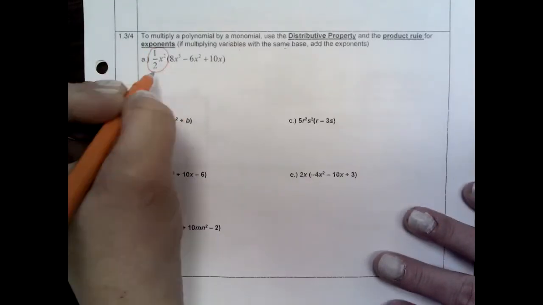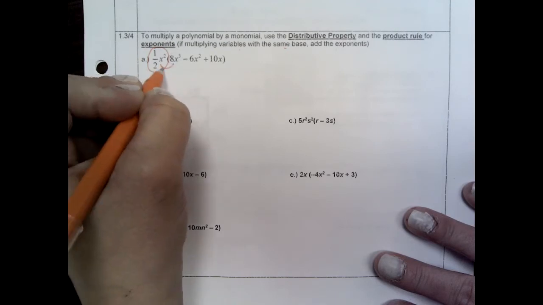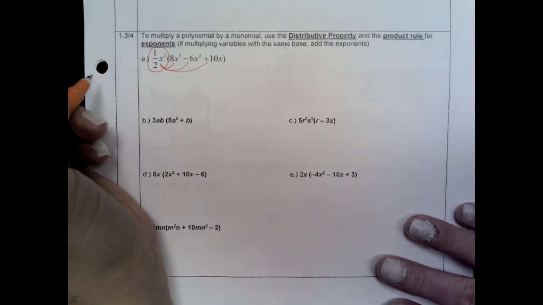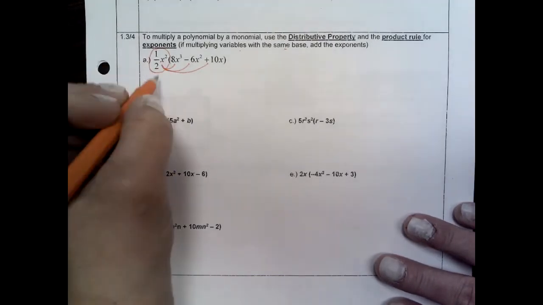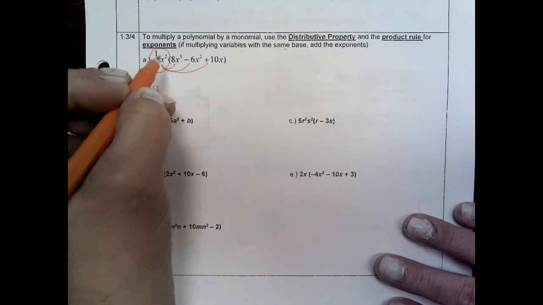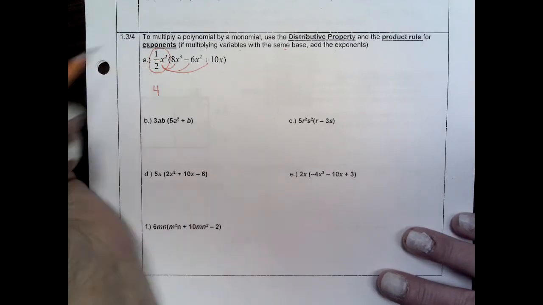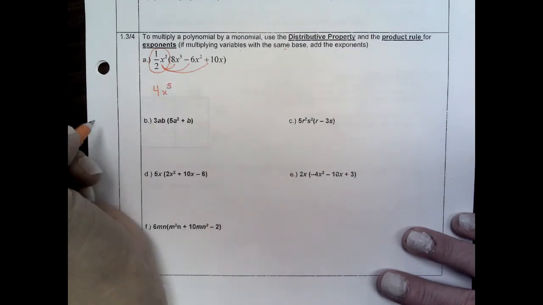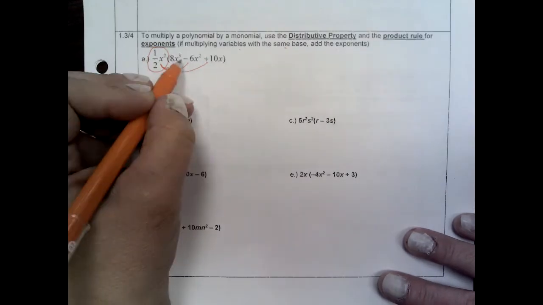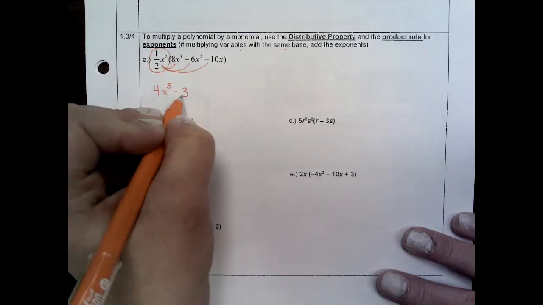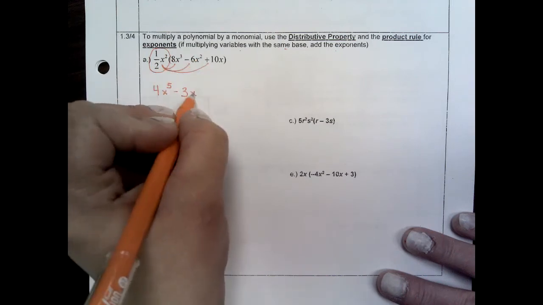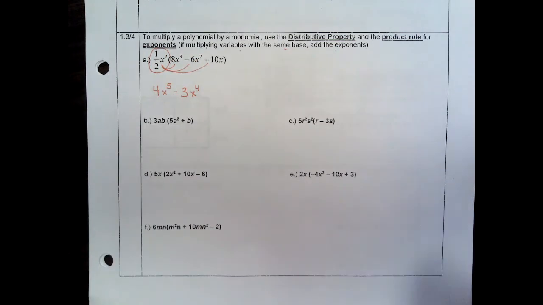So all I'm going to do here is take this 1/2 x squared and distribute it to each of these, which means I have to multiply it times each of those. So 1/2 times 8 is 4. Now I have x squared times x to the 3rd power. So I'm going to add those, and that's going to become x to the 5th. 1/2 times -6 is -3. And I have x squared times x squared. So I add those exponents, and it becomes x to the 4th.